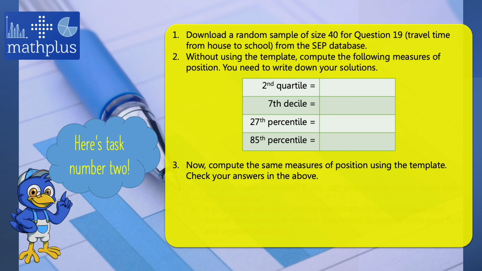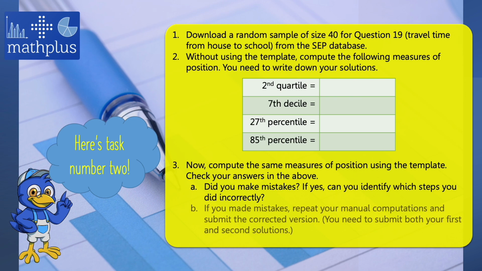Third, compute the same measures of position using the percentile template and compare the answers from the percentile template with the answers that you got by hand. Did you make mistakes? If yes, can you identify which steps you did incorrectly? And B, if you made mistakes, repeat your manual computations and submit the corrected version. Take note that you need to submit both your first and second solutions.